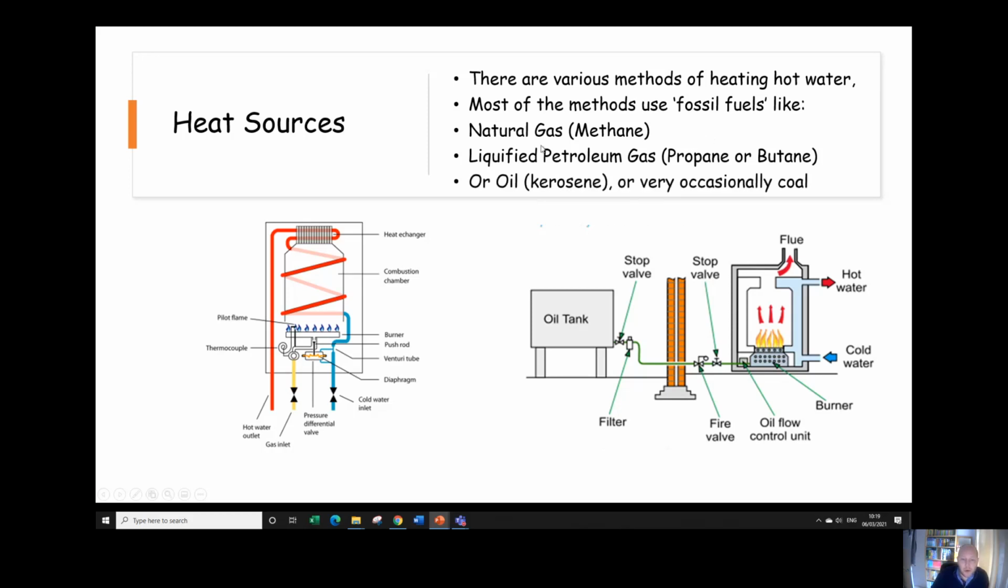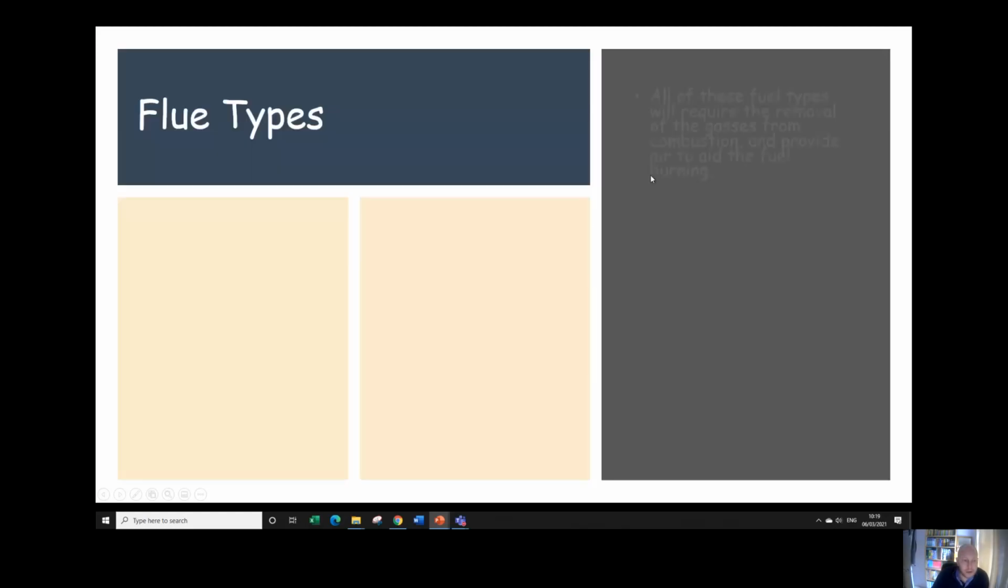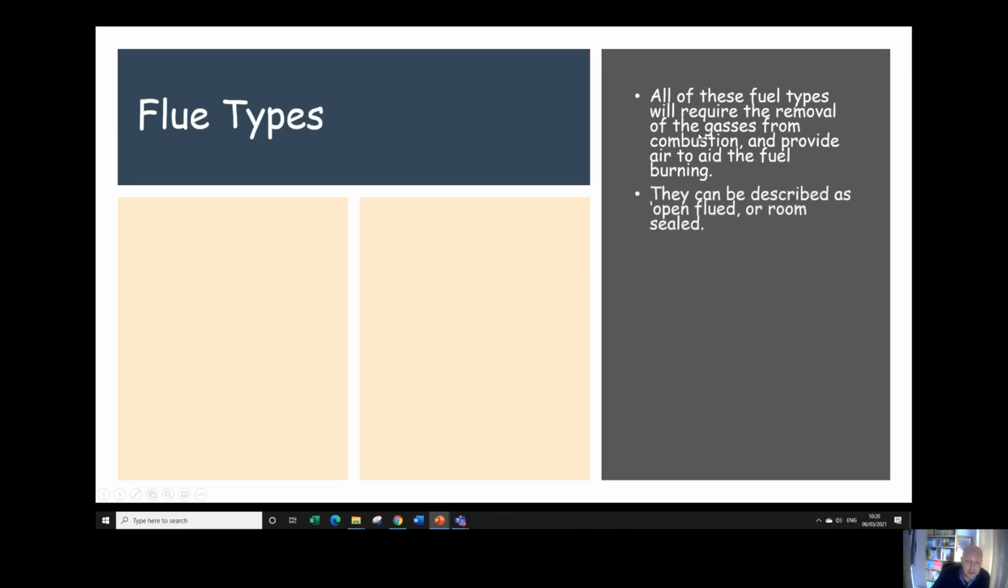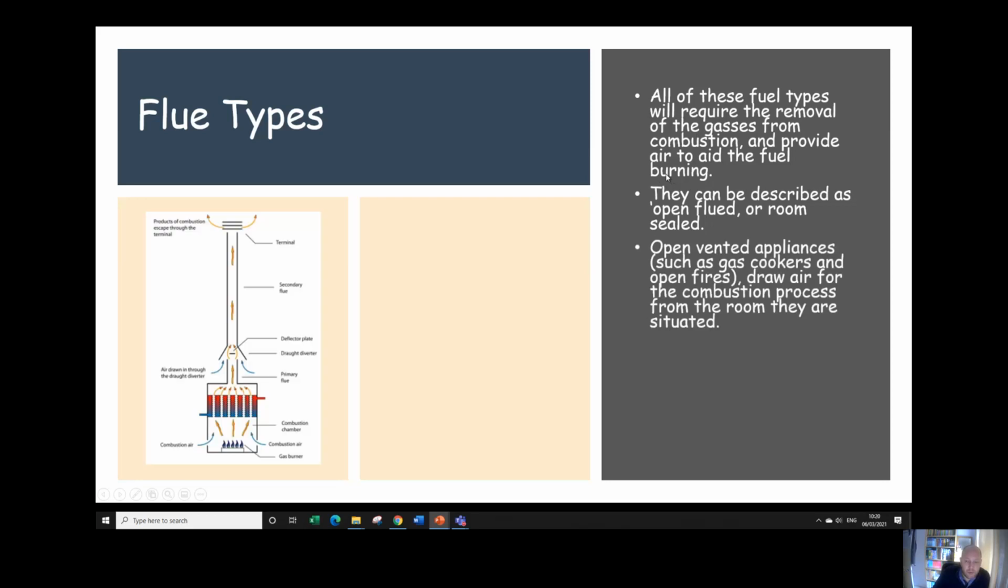Or oil, which would use kerosene as a fuel, in oil-fired boilers. And very, very occasionally you might come across coal-fired boilers or room heaters. So firstly, we're going to look at flue types. All of these fuels will require the removal of the gases from the products of combustion. And there are different types of flues. They can be described as open flued or room sealed.